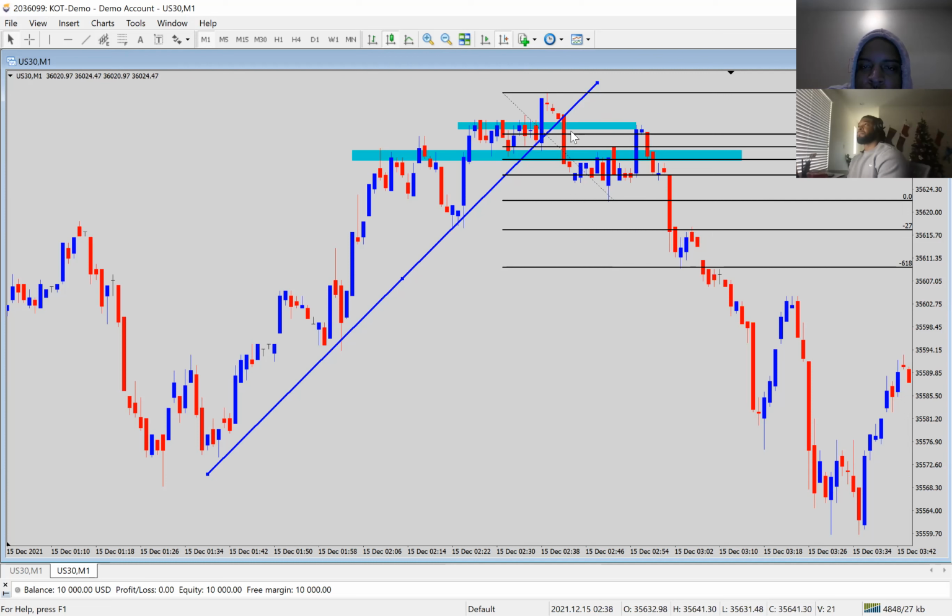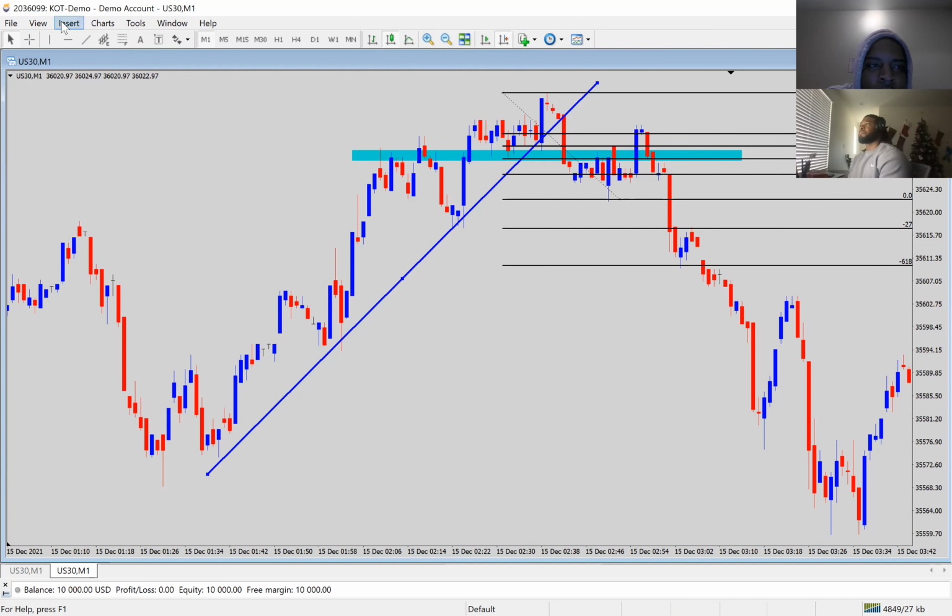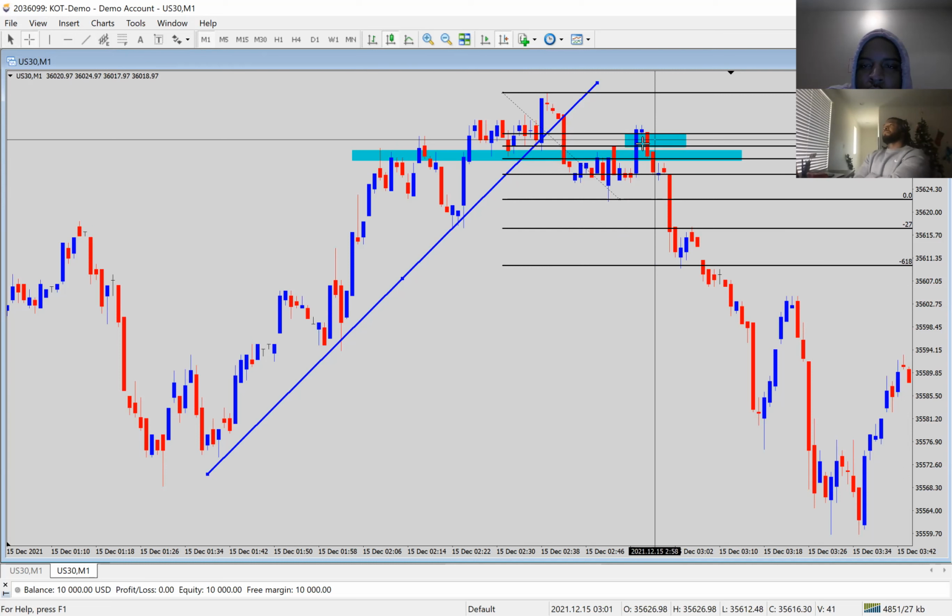So let's just say we start from the top. We got some bullish momentum right here. Where do we take our trade? Right in that area, 50 to 61.8. You would have been in drawdown. So you take it inside of here. Would have been in drawdown, what, $25?